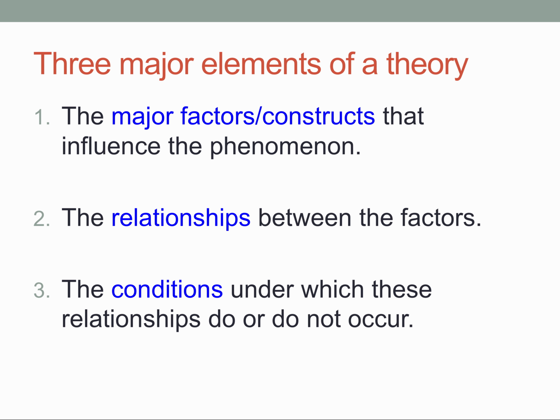And then the third element of a theory is the conditions: the conditions under which these relationships occur and under which they do not occur. It might be in one particular instance, in one particular population, one particular location, one particular point in time in which the certain constructs might be related to each other, and other times they may not be related to each other. So let's take a look.